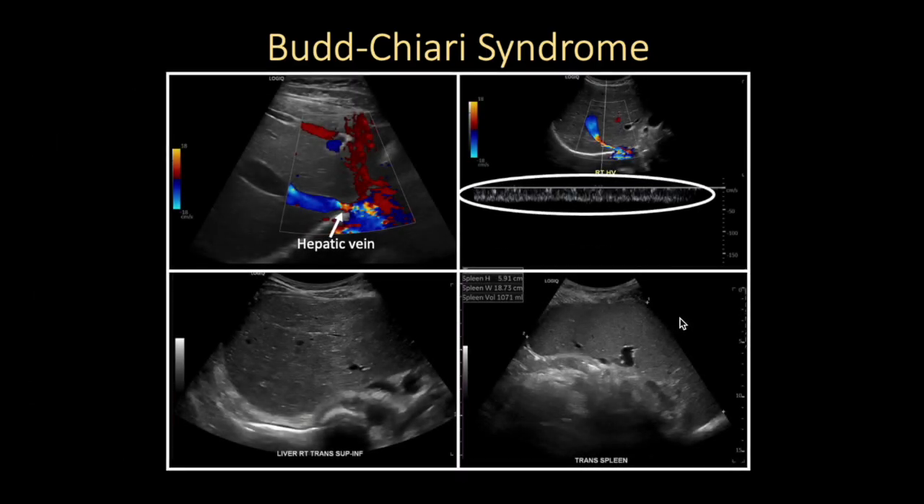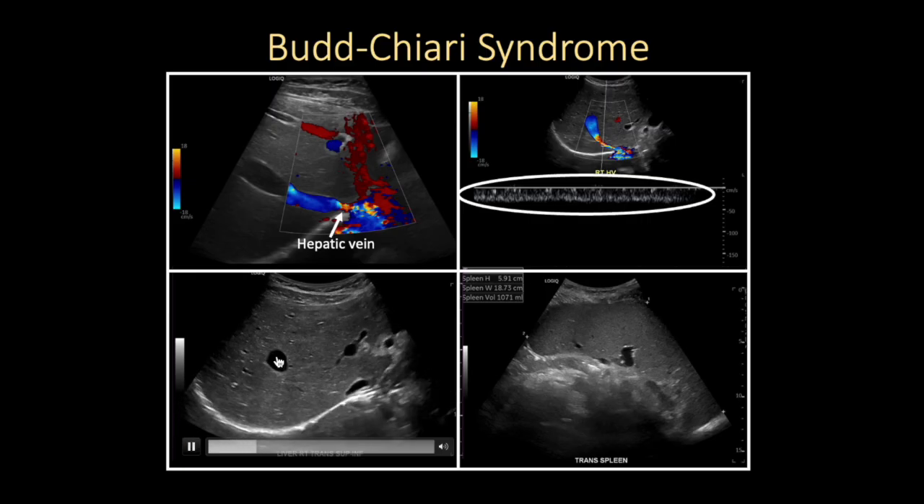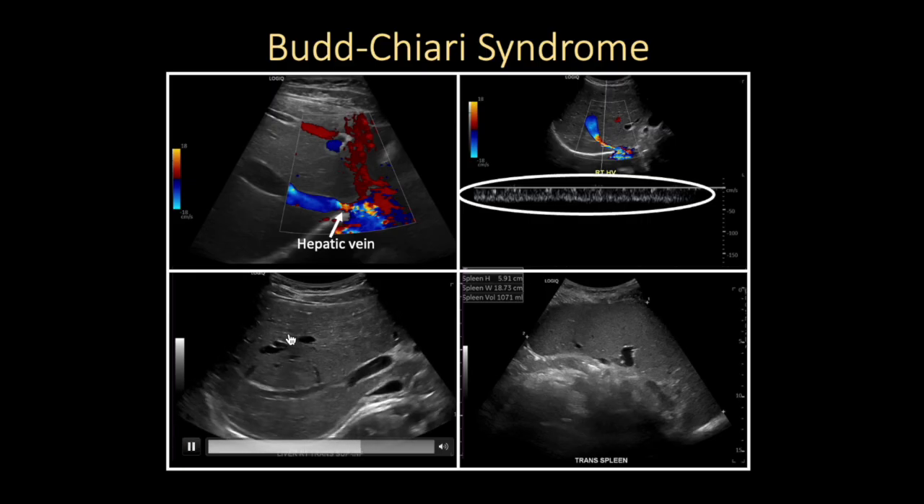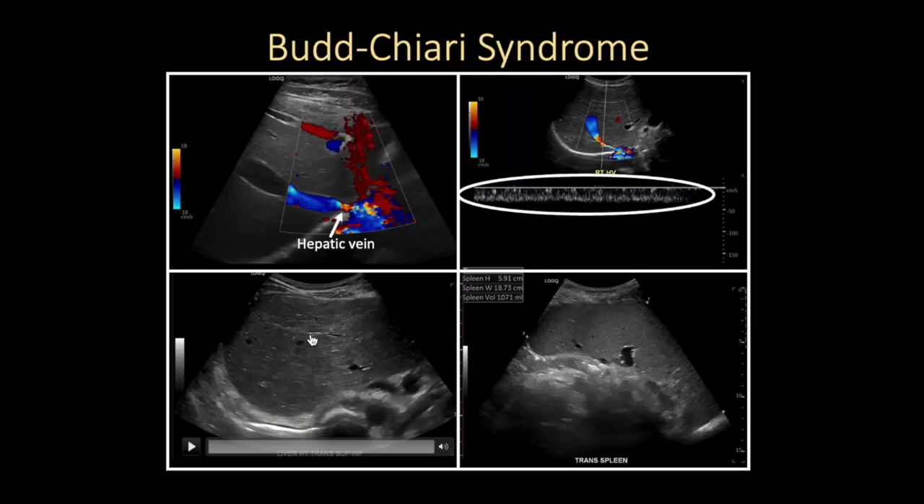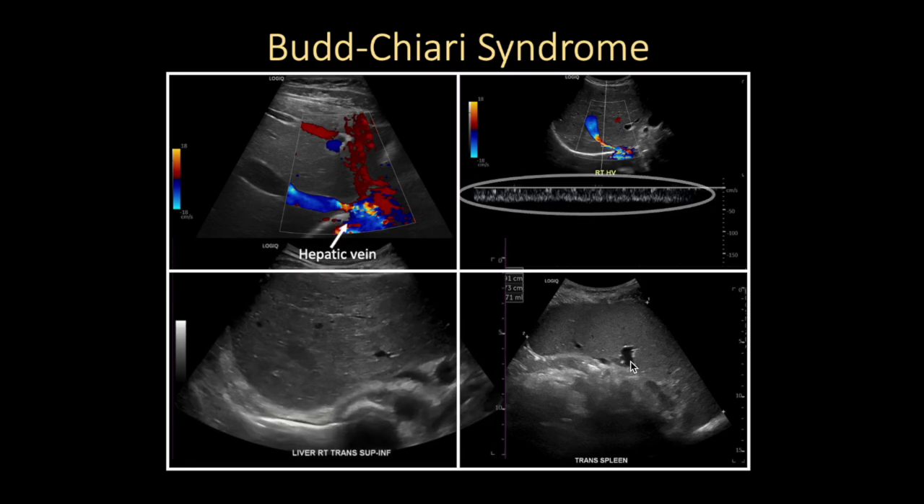What does it look like on ultrasound? Well, you can see aliasing at the area of obstruction or narrowing. Because you have this narrowing or obstruction, anything proximal to it is going to have a flattened waveform because it's not going to be able to communicate directly with the heart. Here we can see on this particular image a tangle of vessels that have been created, and then you can get other signs of portal hypertension because of this outflow obstruction, including splenomegaly.